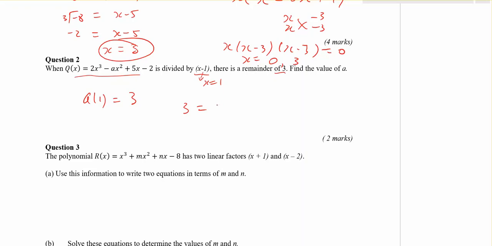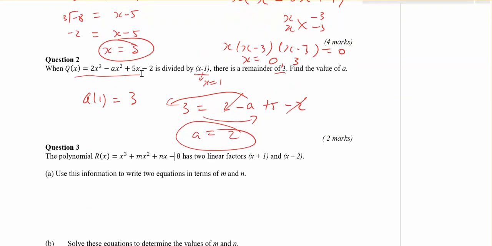So just sub it in. 2 times 1 cubed is just 2, minus a plus 5 minus 2. Let's just solve for a. So the 2's cancel each other out. If I move a over to this side, so that becomes positive, and I'll move the 3 over to that side. So a would equal 2. Done. So you need to know this theory, okay? Because you don't always have to use long division to get this.